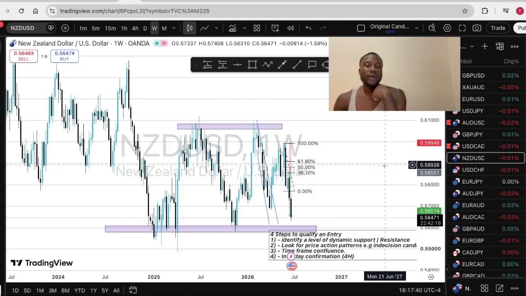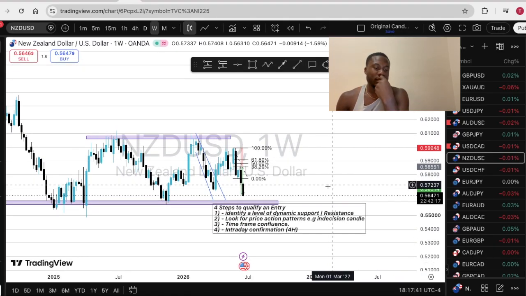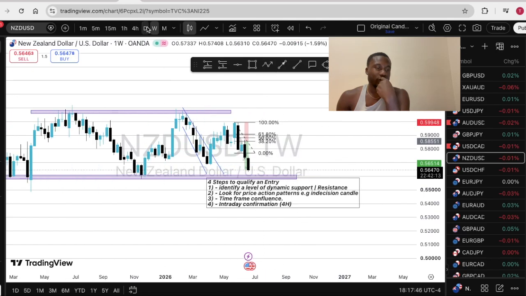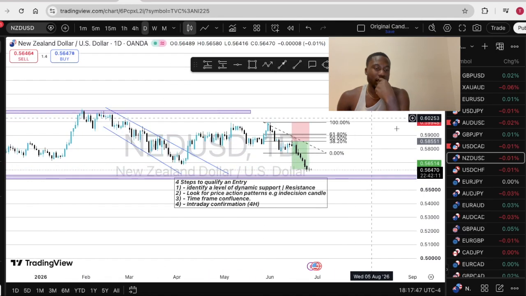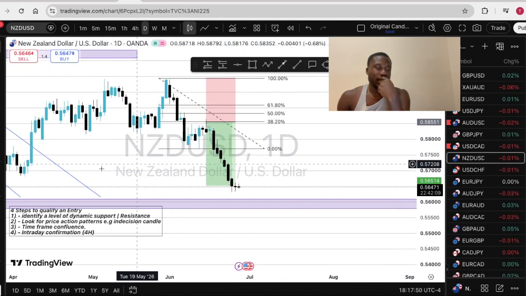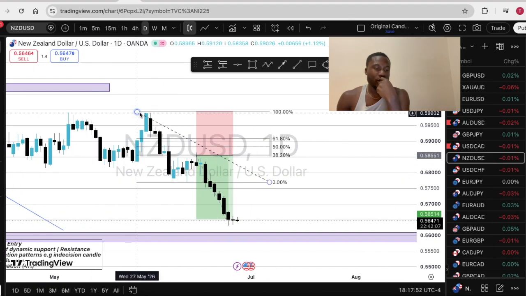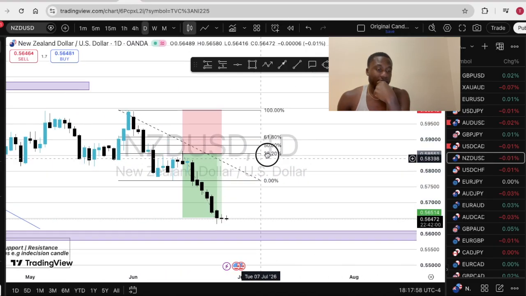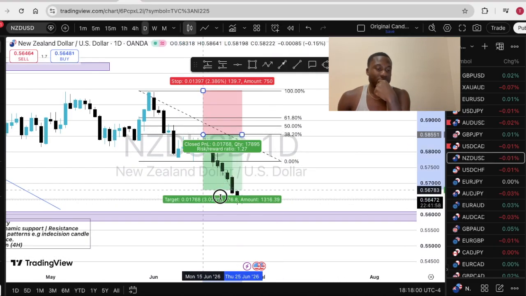Let's move to the next pair, NZD USD, right? Let's see what happened here. It looked like it's ranging on the weekly. Let's go to the daily. Okay, from the daily time frame, we're going up. You see this Fib that I drew. First entry 38.2 would have hit, and then it just swings to the downside. That is awesome. That is a beautiful trade.